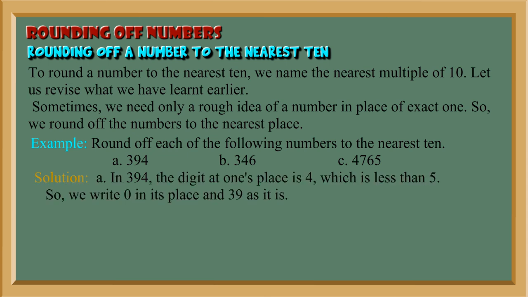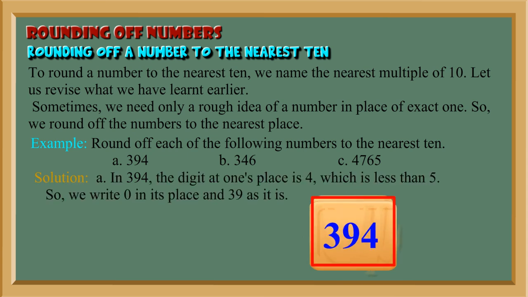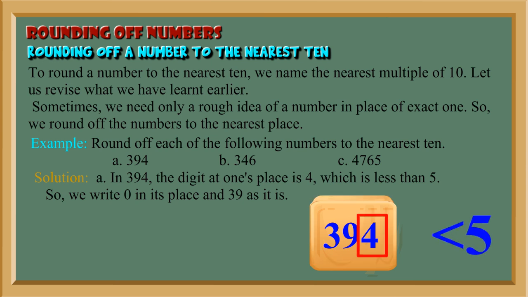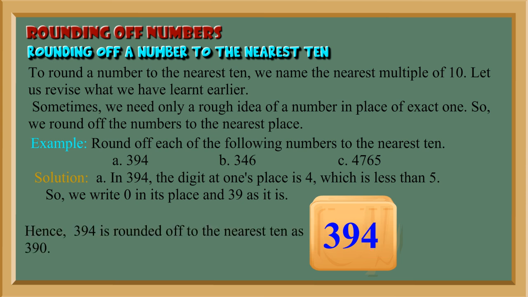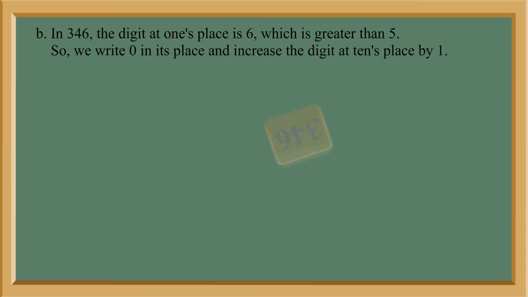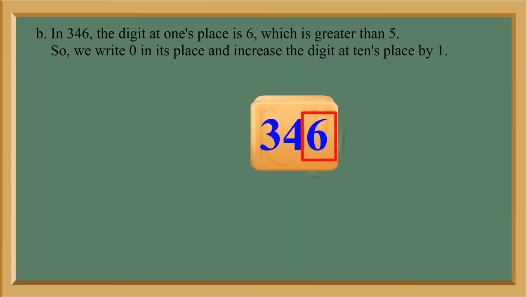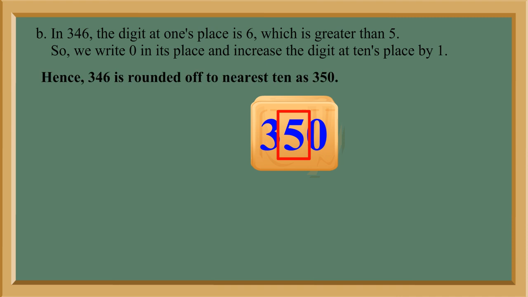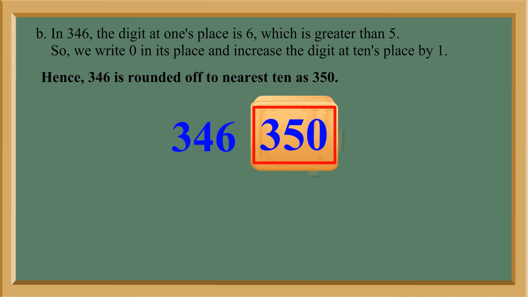Solution: A. In 394, the digit at ones place is 4, which is less than 5. So, we write 0 in its place and 39 as it is. Hence, 394 is rounded off to the nearest 10 as 390. B. In 346, the digit at ones place is 6, which is greater than 5. So, we write 0 in its place and increase the digit at tens place by 1. Hence, 346 is rounded off to the nearest 10 as 350.